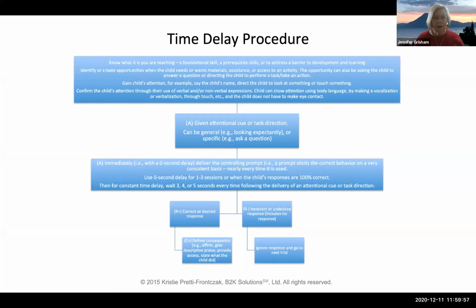Once I've done that, if I'm using the 0-second delay, which I do with this procedure, then I immediately give the controlling prompt. After I've done that 0-second delay interval for 1 to 3 seconds, then I go to the constant delay interval. You'll see I've got here 3, 4, or 5 seconds, and I wait that period of time and see if the child is able to do it independently. Again, the delay interval is going to be dependent on the child and their needs.